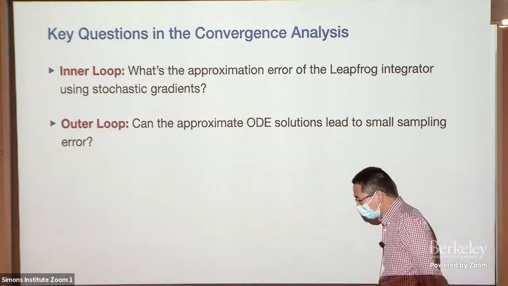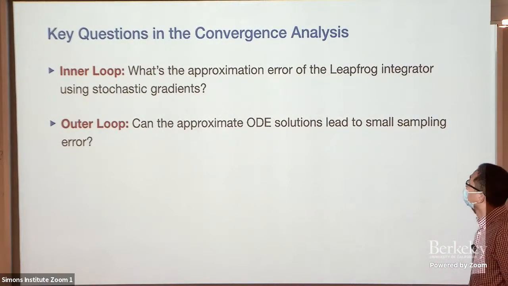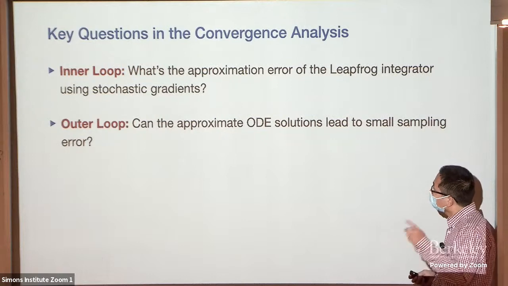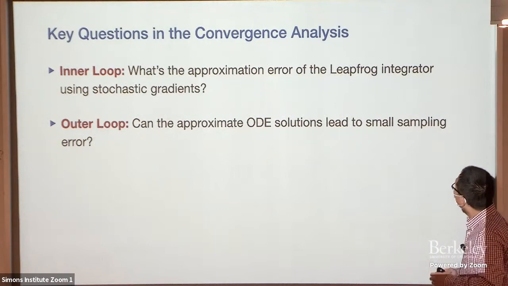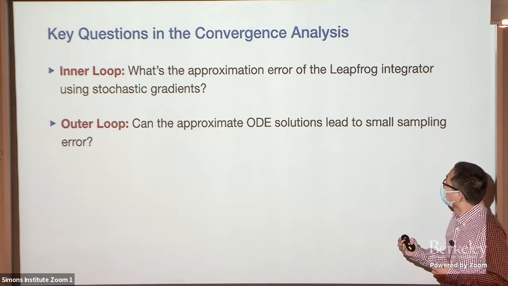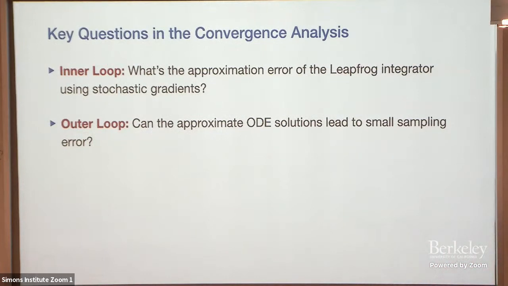and in order to prove the non-asymptotic rates for this kind of algorithm, we need to answer two questions. The first question is about the inner loop: what is the approximation error of the leapfrog integration using stochastic gradients? And the second question is about the outer loop: can the approximate ODE solution provided by the leapfrog integration lead to small sampling error? Okay, so in the next few slides, I will answer these two questions by showing you a clean and simple analysis.